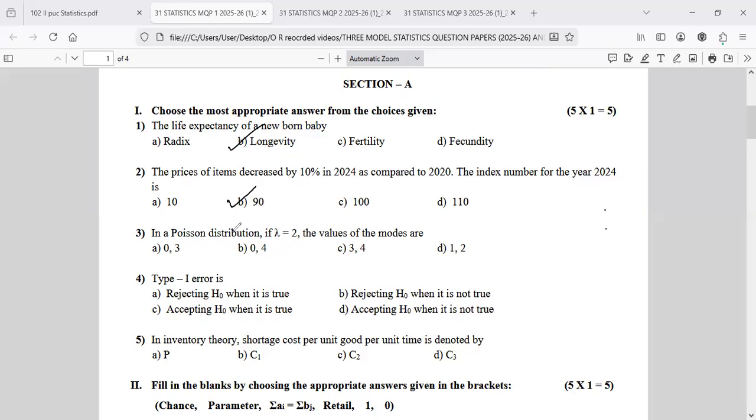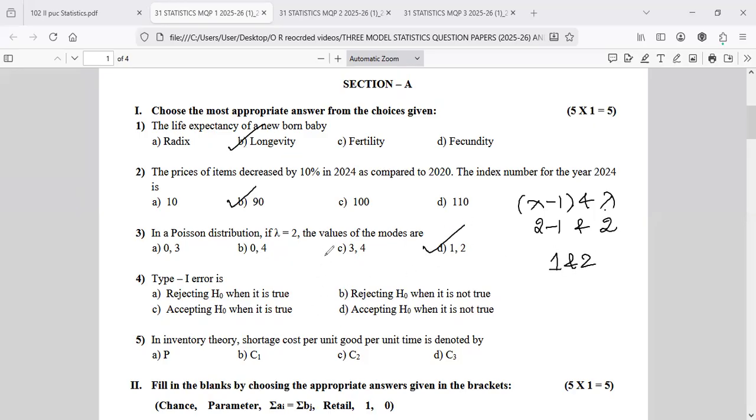Then the Poisson distribution, if lambda is 2, the value of the mode. Very important discussion. Look at the property we discussed. If lambda is not an integer, the mode is the integer part of lambda. If lambda is an integer, the modes are lambda minus 1 and lambda. Lambda is given as 2, so 2 minus 1 and 2. So the answer is 1 and 2.